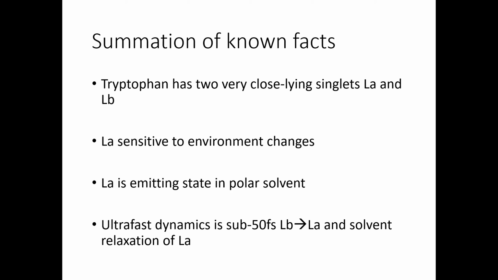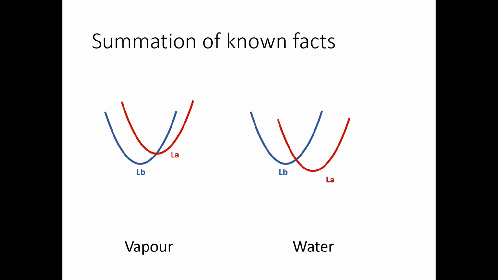It has these two close-lying singlet states, LA and LB. LA is quite sensitive to environment changes. In a polar solvent, LA is the emitting state. And any ultrafast dynamics is just a very quick, sub-50 femtosecond LB to LA internal conversion, which is followed by solvent relaxation of the LA state. This is a figure to say the same thing. In vapor, you have this energetic order, and in a polar solvent, LA is more stabilized. So you have this fast sub-50 femtosecond internal conversion and a solvent relaxation.